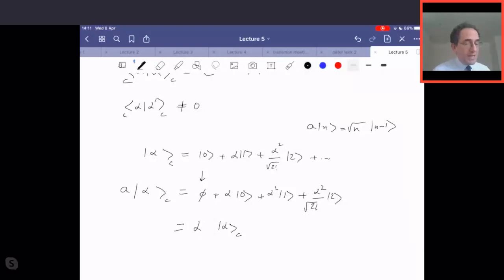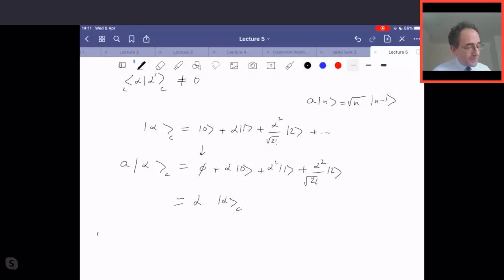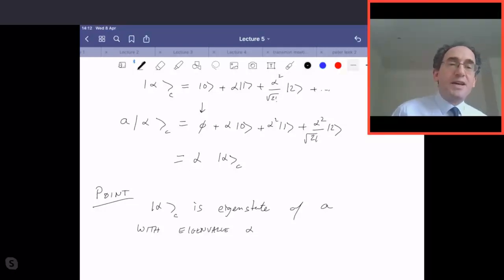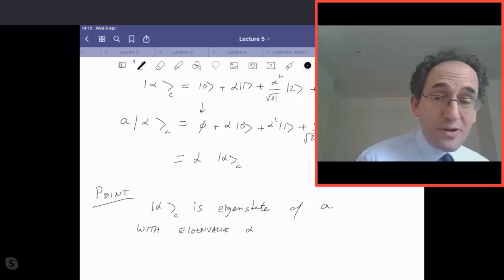So the point is that alpha coherent is an eigenstate of the lowering operator with eigenvalue alpha. The C goes outside, like that. Okay, so that's the point of using coherent states.